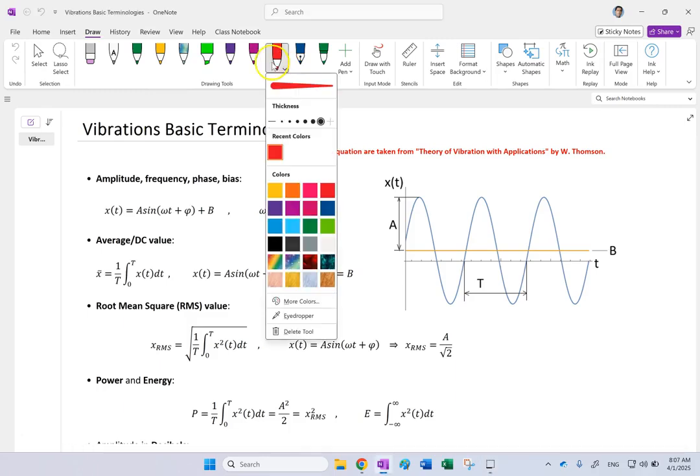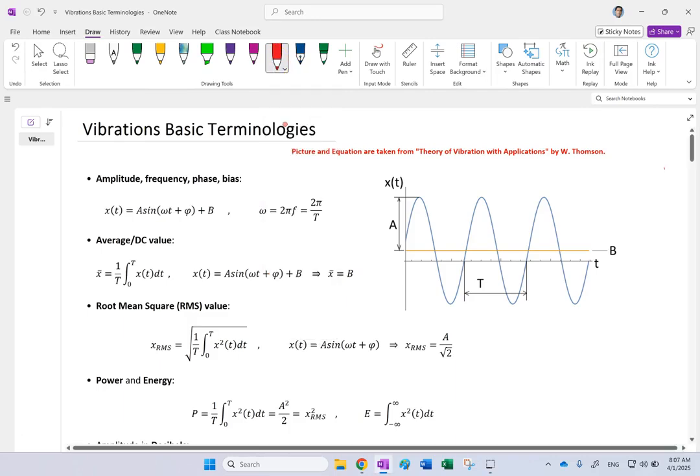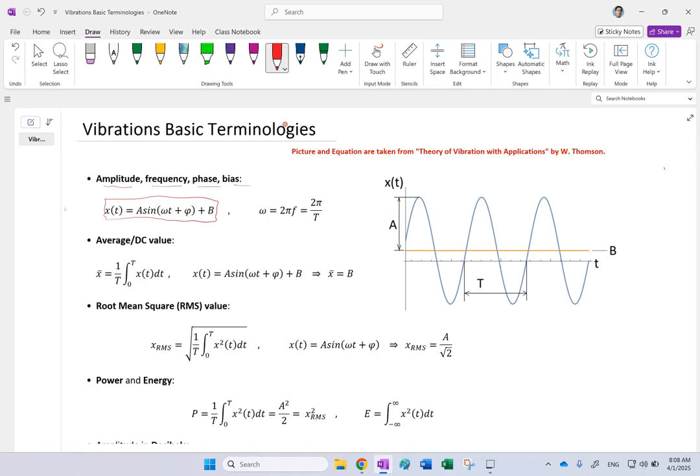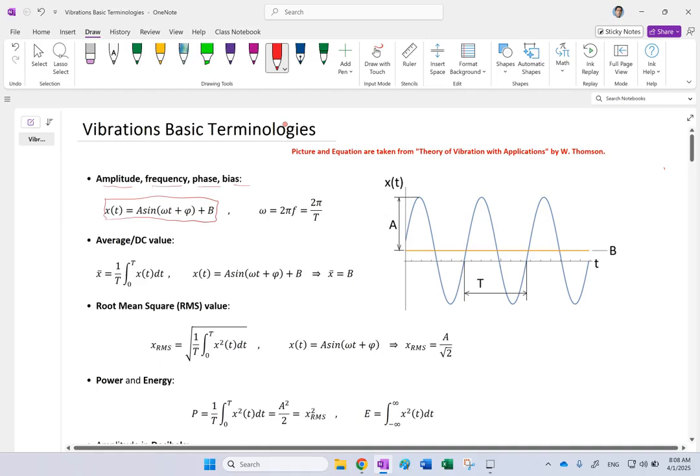In this short video, I want to talk about basic terminologies in vibrations. The first one, that is the most important one, is if you have a harmonic function like a sine or cosine, there are four parameters in that function that are called amplitude, frequency, phase, and bias. You can see all of them in this formula: x of t equals A sine(omega t plus phi) plus b. So amplitude is basically the total range of that function divided by 2.